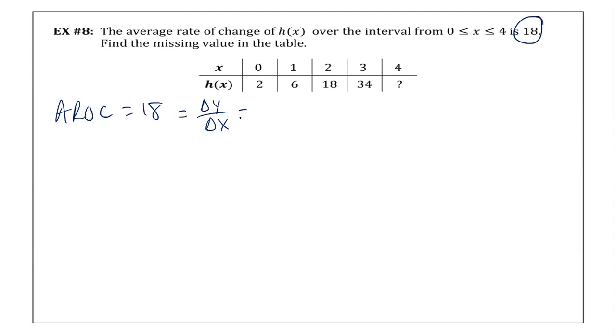Now if we're looking for 4, the only consecutive number that we have is 3. So from our table, we're only using this information. Right? Does that make sense? Okay.